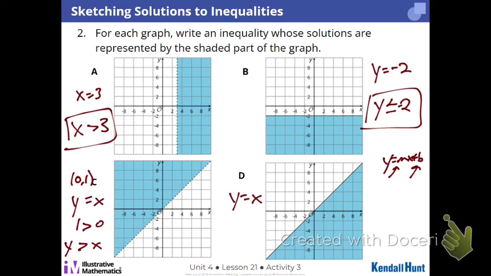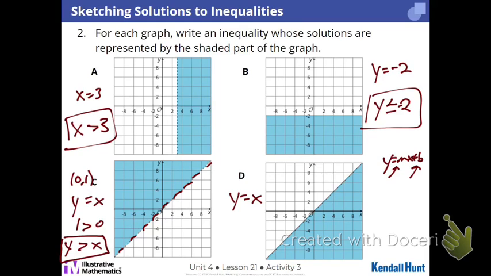But since this is in relation to y and y is up and down, if y is greater than x, that's above your line. You can only do that because it's in relation to y. But you can also test a point. So y is greater than x. Does the line work? Our reference line, does it work? No, it's dashed. So it means it doesn't work.